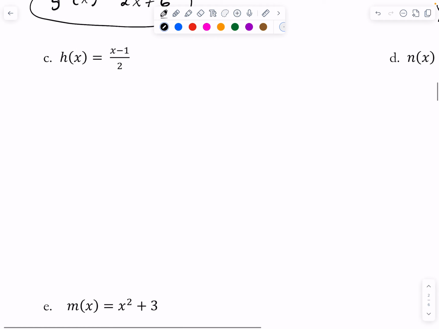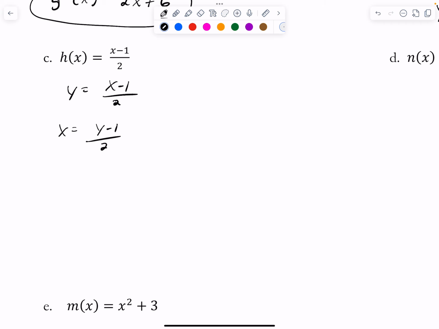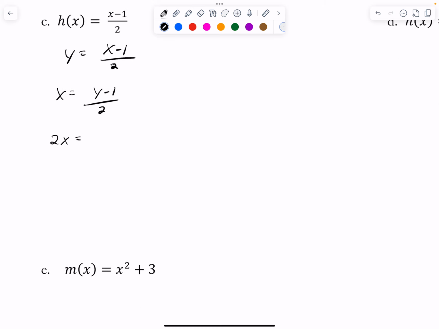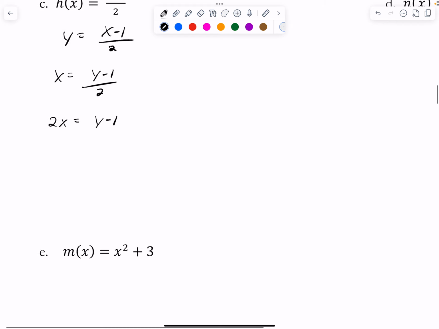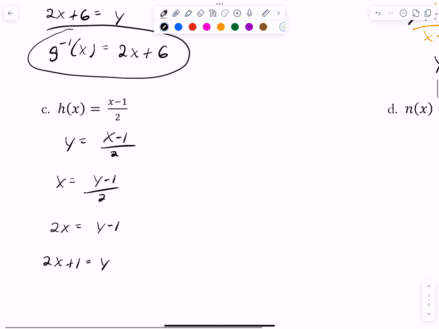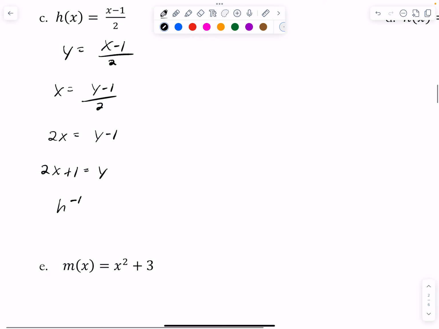Okay, let's go to C. Write y equals. Switch the x and y. I'm going to move the 2 over with multiplication to get 2x equals y minus 1. Add 1 to both sides, and you get 2x plus 1 equals y. Again, that's a line. So this is a function. So h to the negative first power of x equals 2x plus 1.